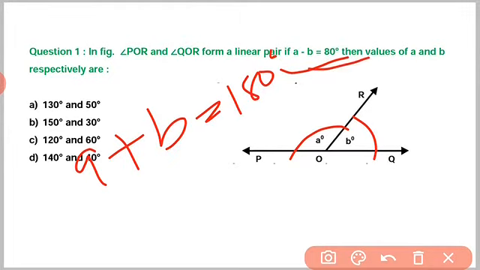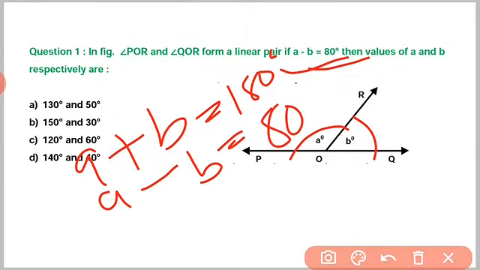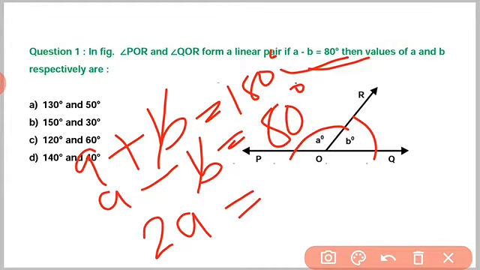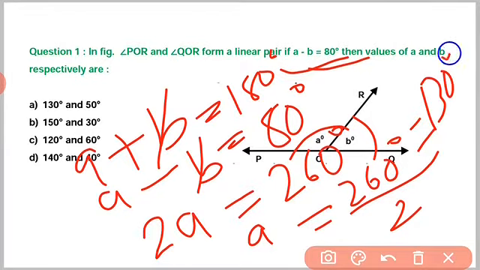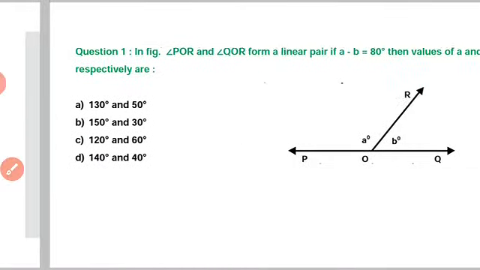Also, this equation is being given, so when I add these two equations, what do we get? On adding these two equations, b and b will cancel out and two a's will add up, and 180 degrees and 80 degrees will add up. It will be 260 degrees. So what will be the value of a? It will be equal to 260 degrees divided by 2, that is equal to 130 degrees. So by the answer of a, you can take the correct option, that is a.